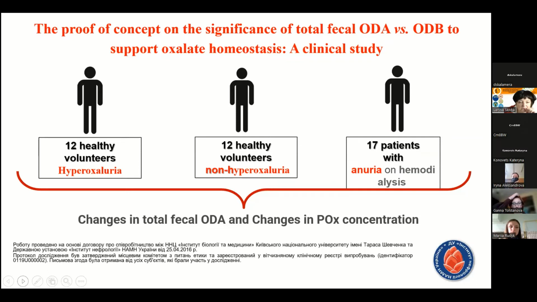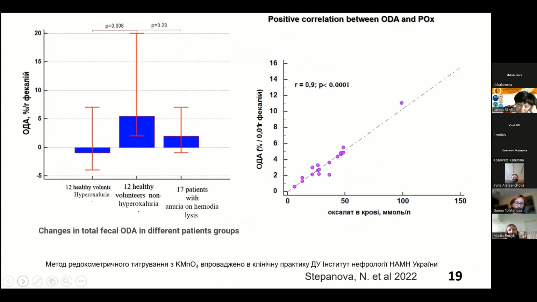And of course, it's really hard to run the clinical experiment, and we had the access to their feces samples from the 12 healthy volunteers, which had hyperoxaluria naturally, and 12 healthy volunteers with non-hyperoxaluria, so the level of oxalate in urine was normal. And also we had 70 patients with anuria, which were on hemodialysis, and this group was also interesting for us.